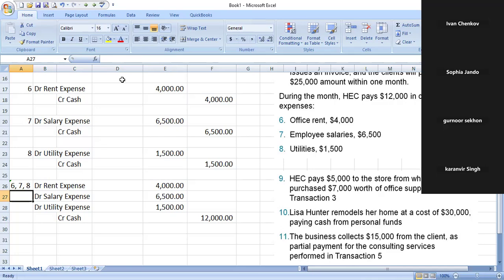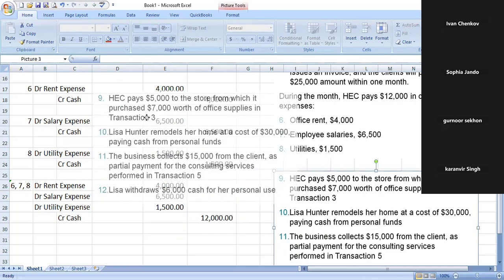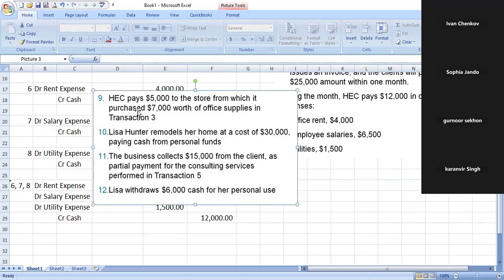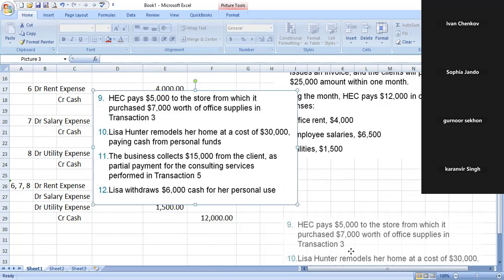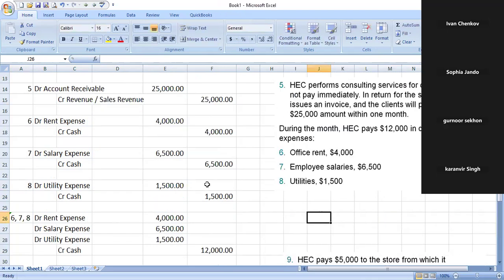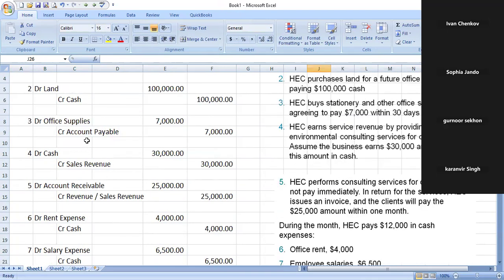So now let's go for the next one. Let's go now to the number 9. We paying to the store from which we purchased $7,000 office supplies. So the question here is what we did. Let's go back to the office supplies. Once we get the office supplies, did we pay for the office supplies?